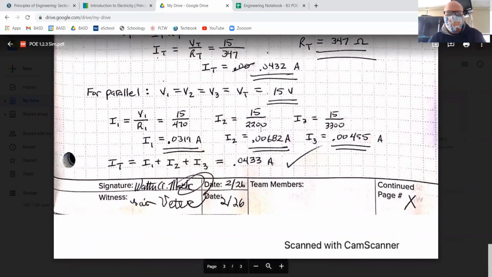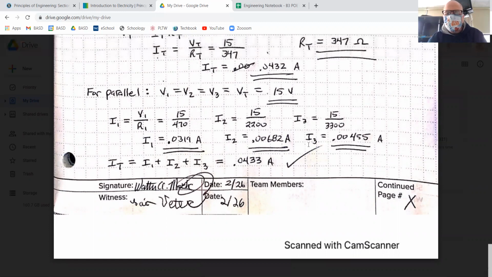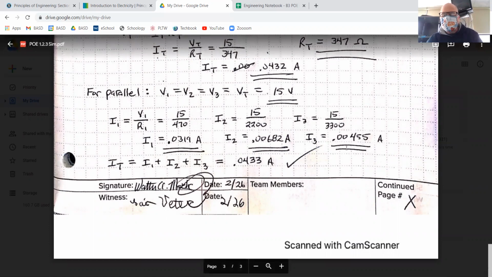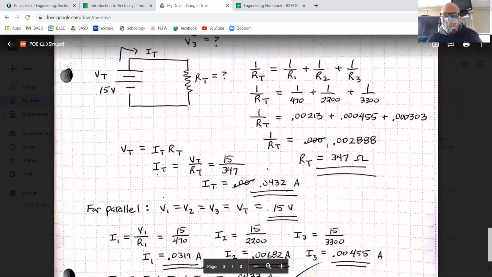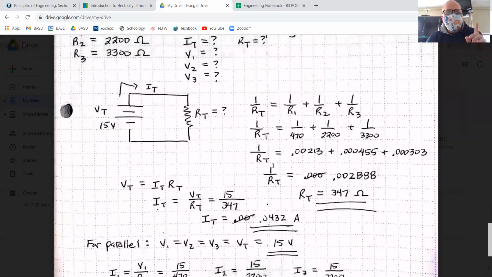Similar process for I sub 2 using the second resistance. Similar process for I sub 3 using the third resistance. I get these three currents. Before we celebrate, though, we did a lot of work with at least a couple of errors that I caught, and there could be more errors.